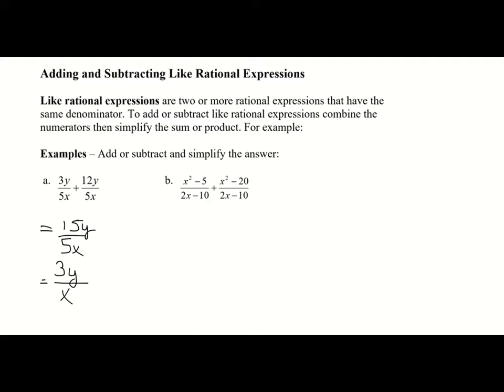Now for b, again, we have a common denominator of 2x minus 10, so I'm going to leave that. And on the top, it's addition. I'm going to add my x squareds because they're like terms, so it becomes 2x squared. And I have negative 5 and negative 20, so minus 25. And then I do want to look to see, can I do any factoring? On the top, I can't do any factoring. On the bottom, I could pull out a 2, but it's not going to help me simplify. So we're going to leave it in factored form. And this would be our final answer. There's no simplification we can do.